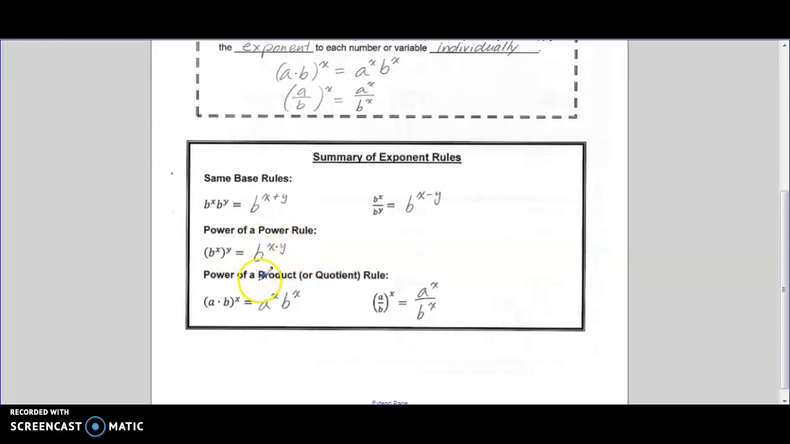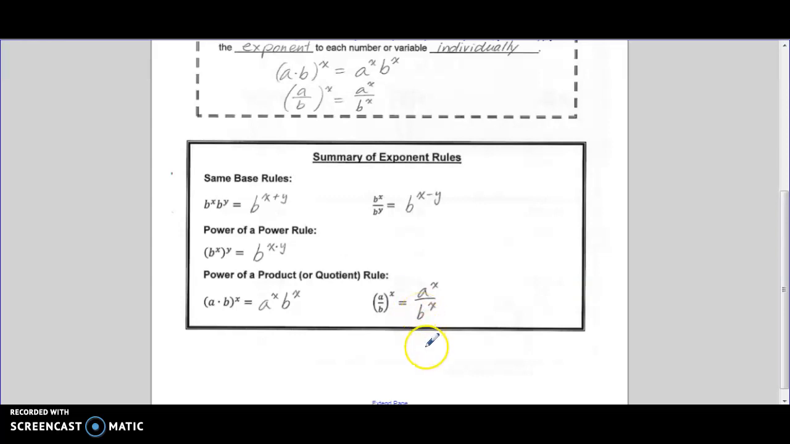And the last one we just discussed, if you have a product in the bracket raised to an exponent, make sure you apply that exponent to each number and each variable inside the bracket. So you can see here the x is applied to the a and to the b. And then the same thing if you have a fraction or a quotient, basically meaning you're dividing. So same rule, apply that exponent to each number and each variable inside the bracket. So you can see here the x was applied to the a and the x was applied to the denominator, which is the b there.